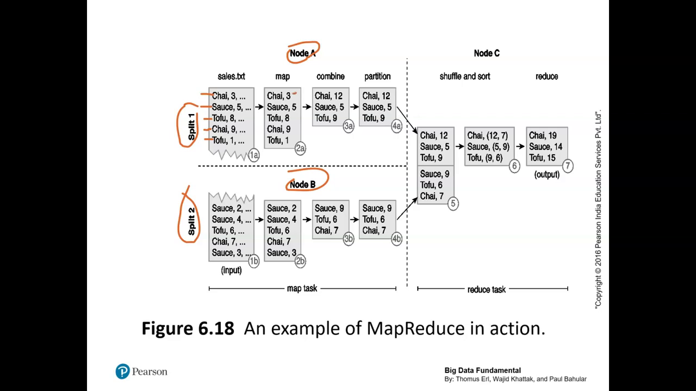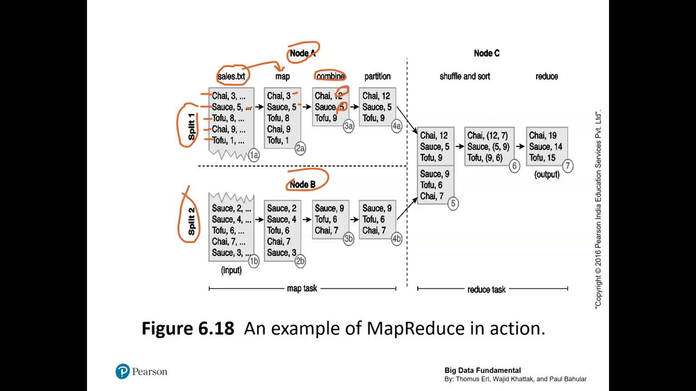So there are 3 chai, and we have 5 sauces, and then we have 8 tofus and 9 chai and 1 tofu. So what we do now is start from this text file. This is the sales.txt file, and this is the data in it. Then we map it. In the map we just copy the item, and then we combine it. How do we combine it? We just count how many chai there are. So it's 3 and 9, so the total is 12 chai. Sauce is 5, we have it here, and the tofu is 9. You can just count it down, and then we do the partition.